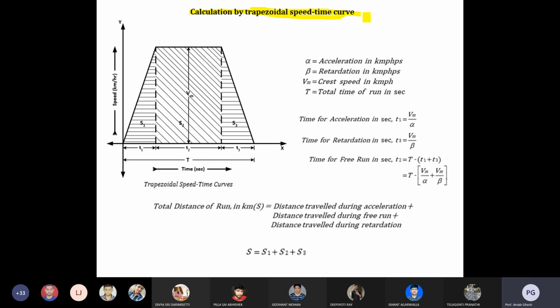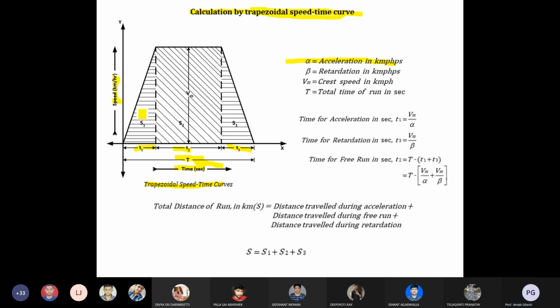So what are the calculations? In the trapezoidal speed time curve, time is on your x-axis and speed is on your y-axis. Here the total time period is T, made up of T1, T2 and T3. For the first case, alpha is the acceleration in kilometer per hour per second. At the time of the exam you have to convert it as per your requirement. Then beta is the retardation.